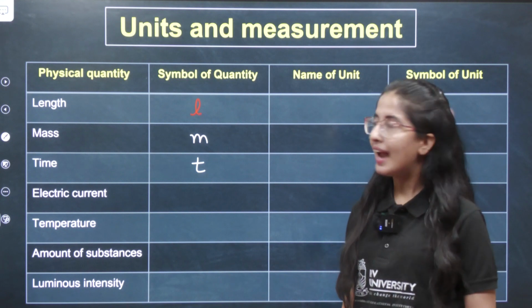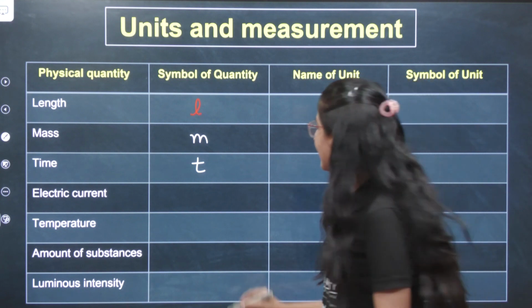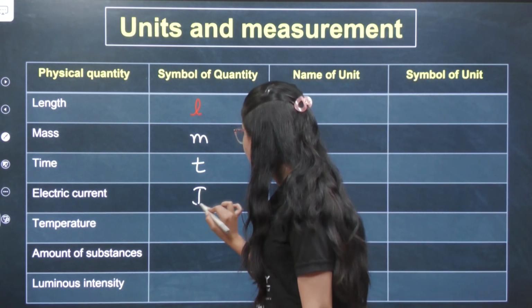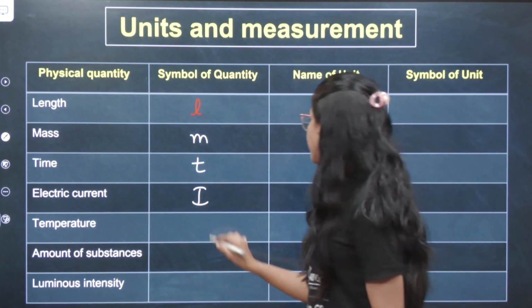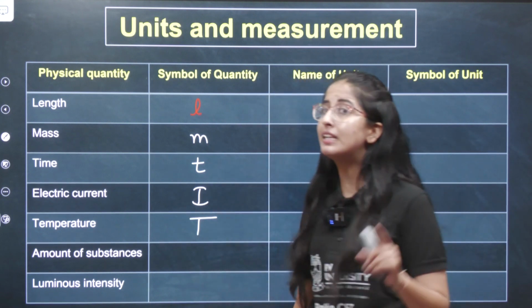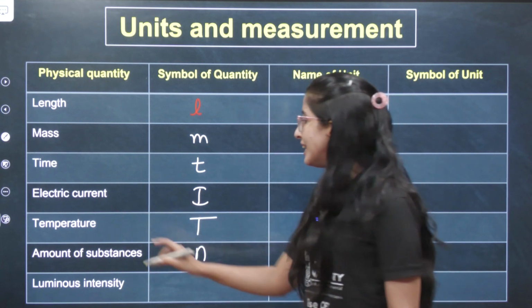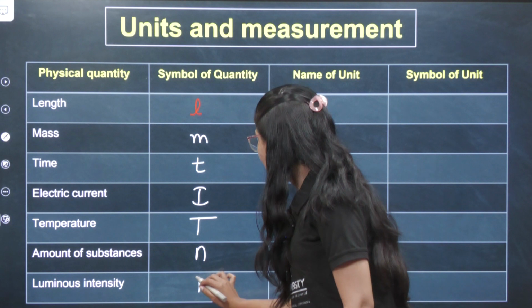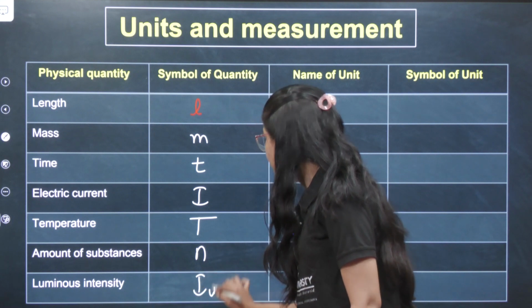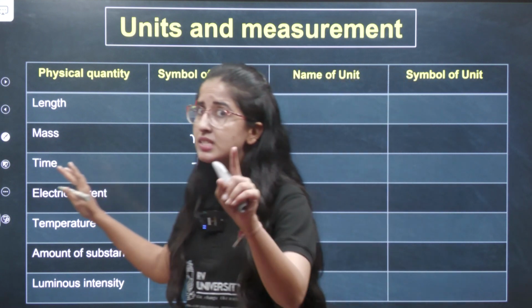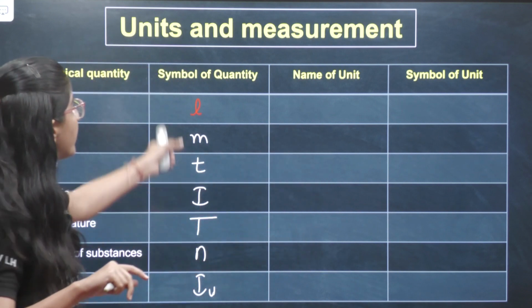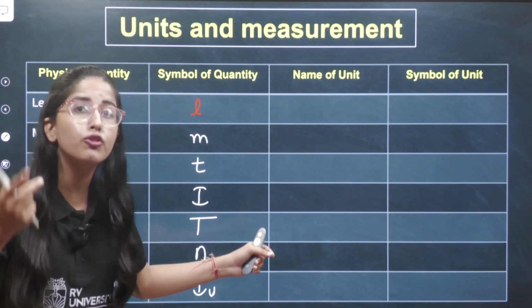Electric current, and the symbol of this quantity is I. Temperature, the symbol is capital T. Amount of substance, N. Luminous intensity, Iv. So see here, the symbol of a quantity is different from your SI unit. The symbol of the quantity will be used when you are writing your formulae.